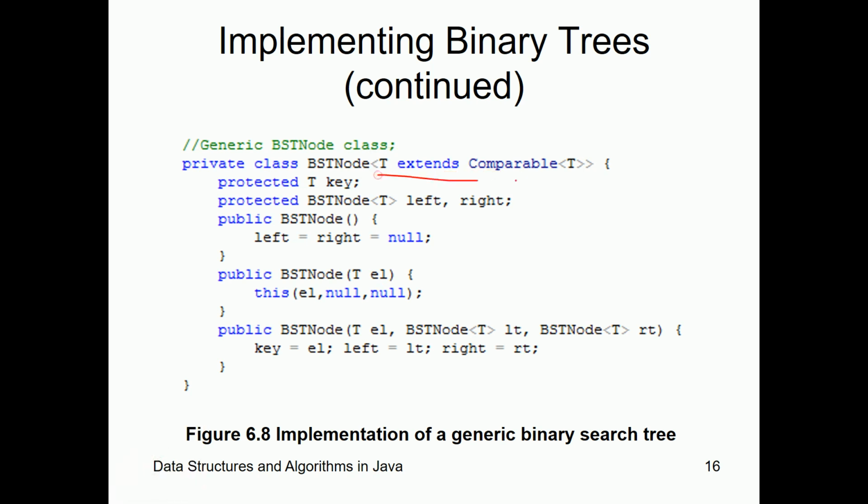Do you remember this? We've used that, right? This extends, I'm talking about this extends. So what does this mean? It means that this class can accept any data type as long as it is implementing comparable.